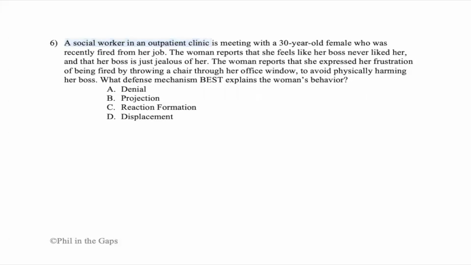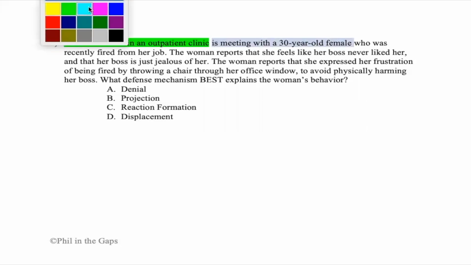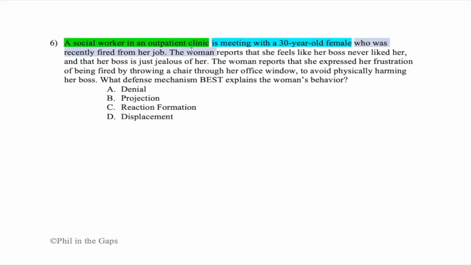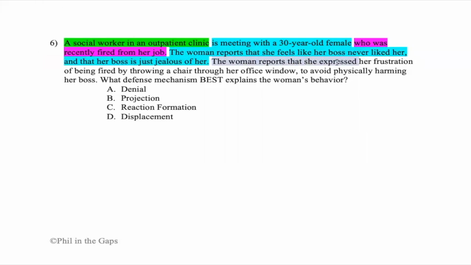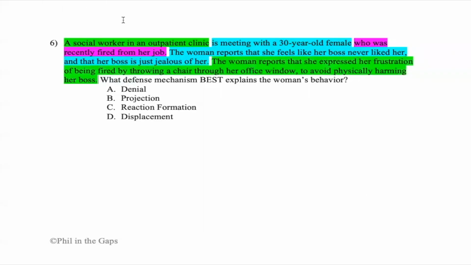We're a social worker in an outpatient clinic, so that's who we are and where we are at, meeting with a 30-year-old female. So that's our client who was recently fired from her job. So that's what brought her in to services. The woman reports that she feels like her boss never liked her and that her boss is just jealous of her. So that is her perception of the situation. The woman reports that she expressed her frustration of being fired by throwing a chair through her office window to avoid physically harming her boss. What defense mechanism best explains the woman's behavior?